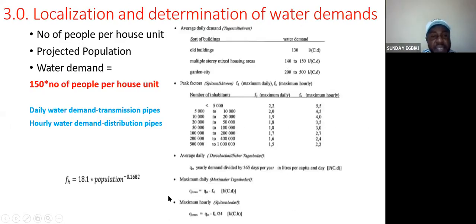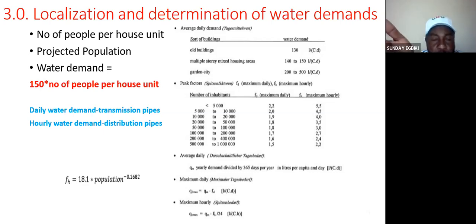Okay. The third step. Now, the first is survey information and site visit. The second stage is population projection and housing density. The third stage is localization and water demand. Now, based on your population, how many people do we have in that community? How many people are going to be living in a particular housing unit?